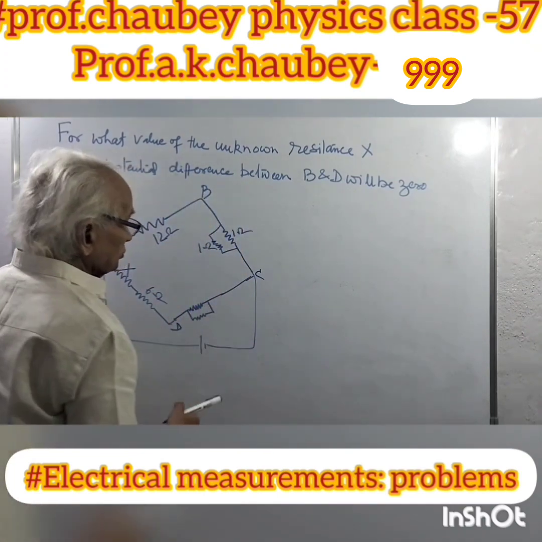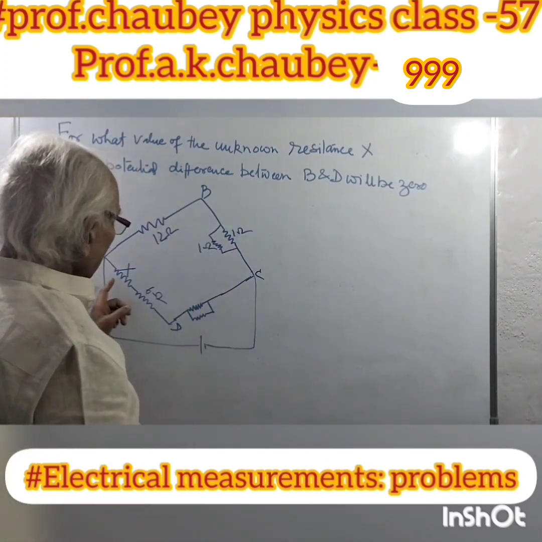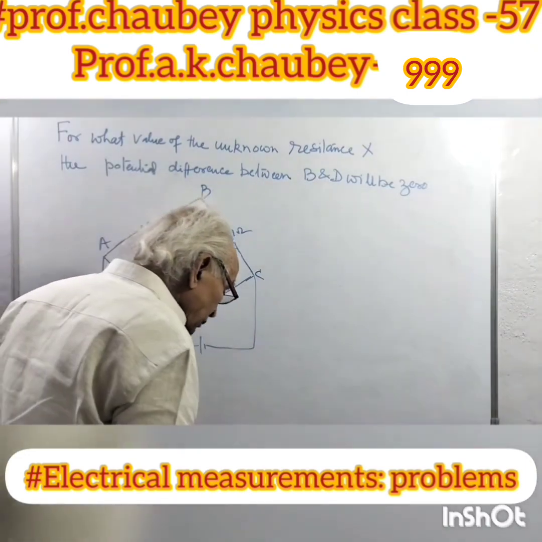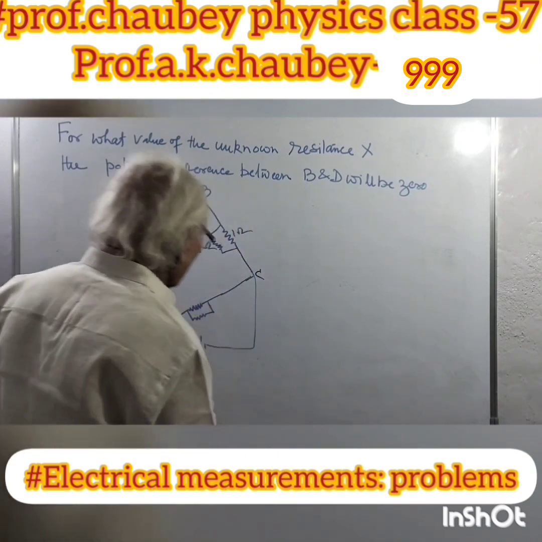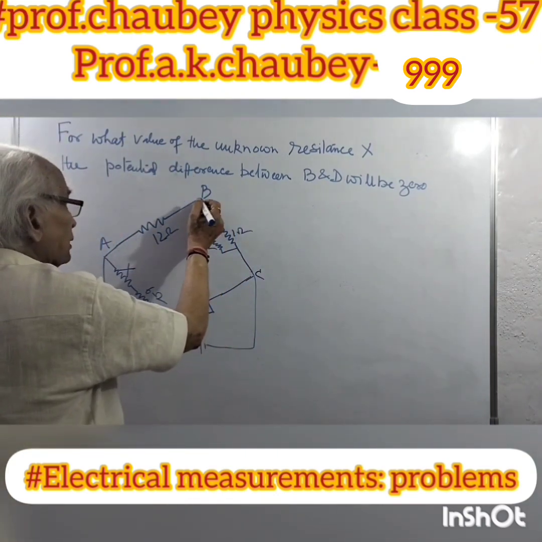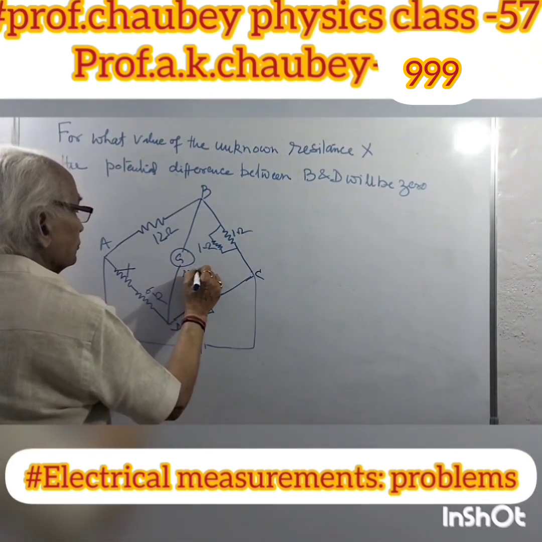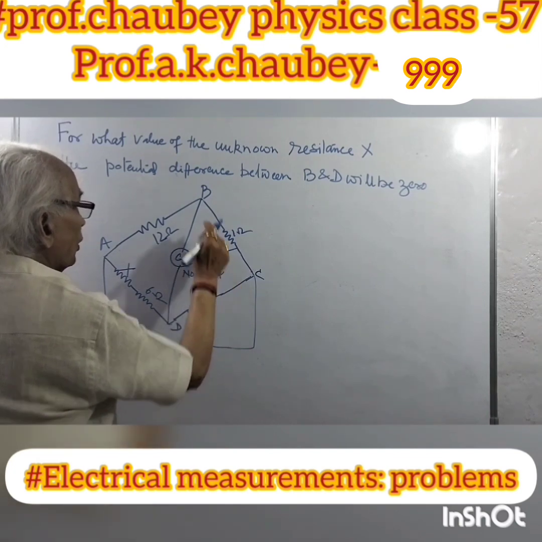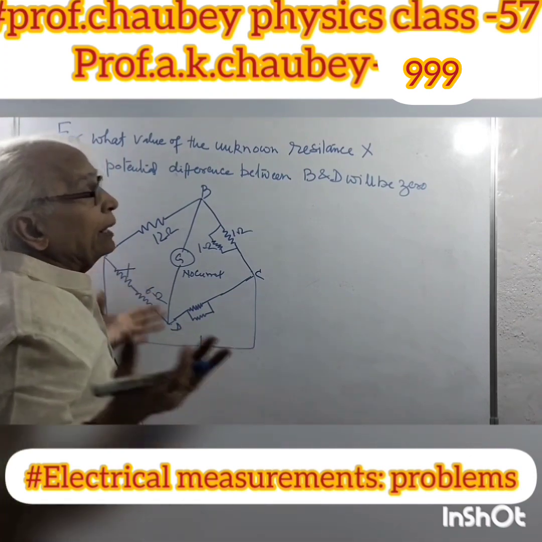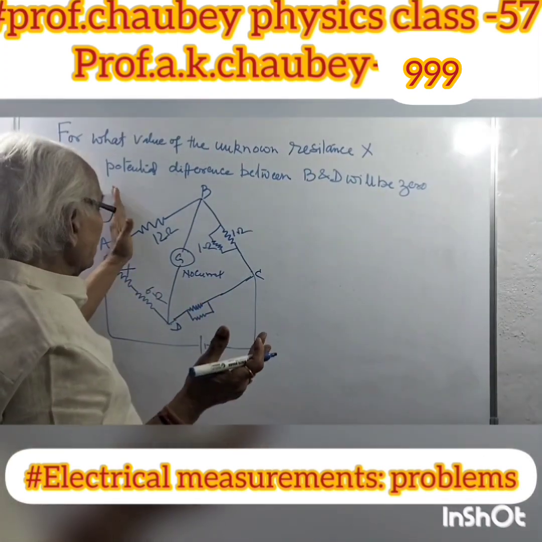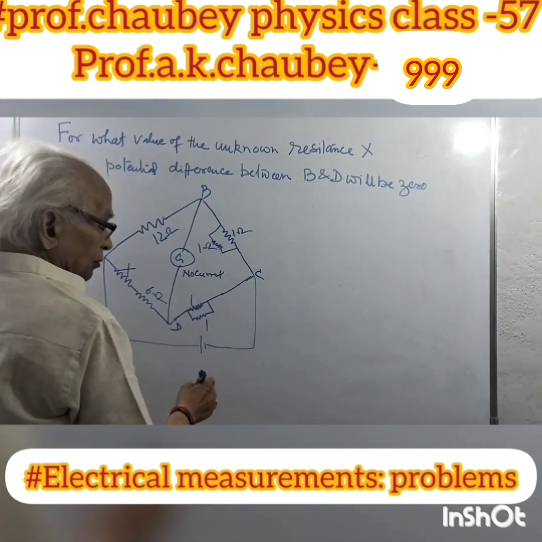So this should be again a Wheatstone bridge. Four resistors are connected like this. Now what should be X, so that the potential at B and D will be 0? If we connect a galvanometer between B and D where there is no current, then B and D are at the same potential. So find out X. It means the bridge is balanced. When the bridge is balanced, the ratio of this to this equals the ratio of this to this. This is also 1 ohm and 1 ohm.